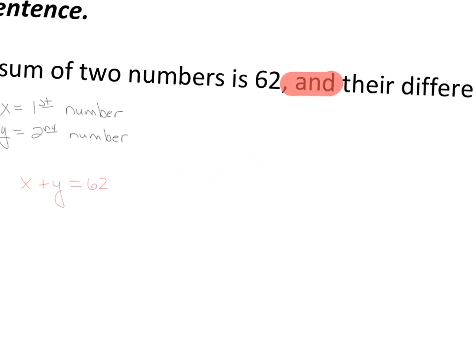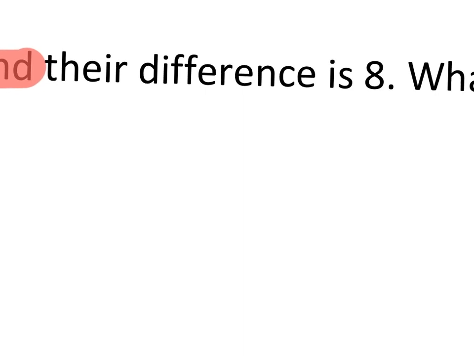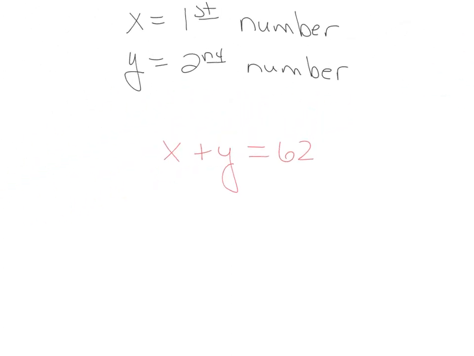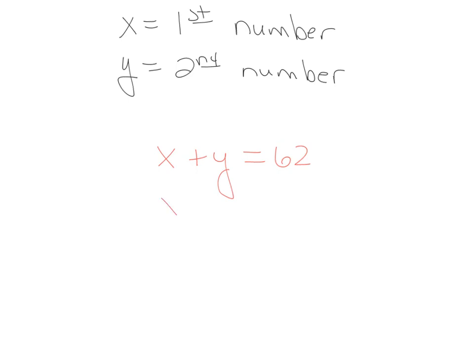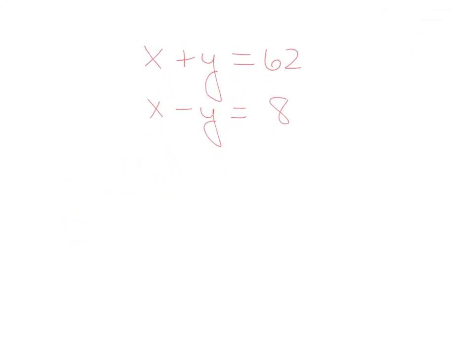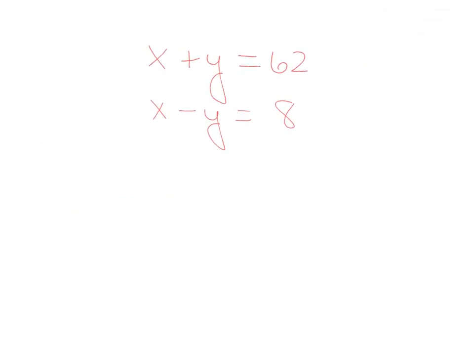Okay, so now I look at the second part here. Their difference is 8. So again, keep in mind, this comma and breaks. Here's one equation, here's the other equation. So there's two separate ideas here. So now since it says difference, it just means we're going to subtract. So instead of saying x plus y, we're going to say x minus y equals 8. I think it's 8, right? Yeah, 8.